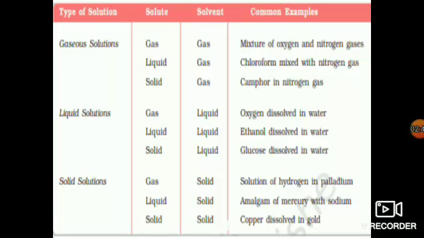One example is given. If your solute and solvent are both gas, the common example is air. In air we have carbon dioxide gas, oxygen gas, nitrogen gas, but which one is the solvent? Nitrogen gas is 78%, so it acts as the solvent, and the others are mixed in. So air is an example of a gaseous solution where both solute and solvent are gas. Another example, where the solute is liquid and the solvent is gas, is chloroform mixed with nitrogen. So from this table you can see different examples of different solute and solvent combinations.